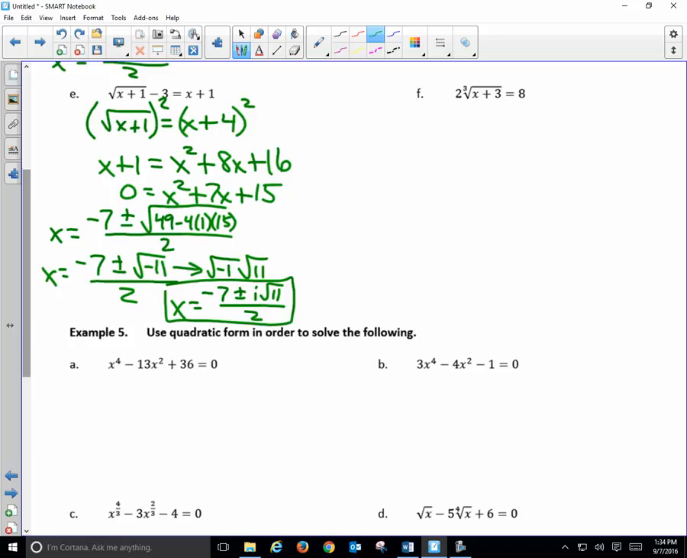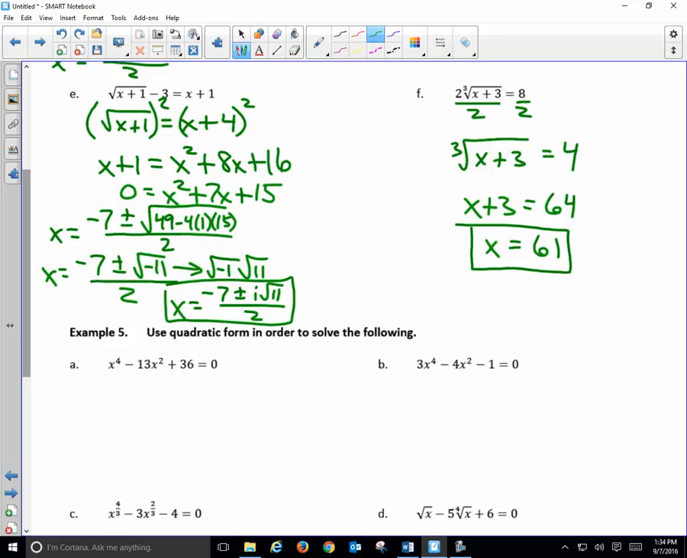All right, let's look at F. What do we do to both sides? Now what? We raised the degree, so we should check the answer. Plug 61 back in. What's 61 plus 3? 64. Cube root of 64? 4. 2 times 4? Sweet. Works out. And by the way, in high school we box our answers. In grade school you circle them, but in high school we box them.